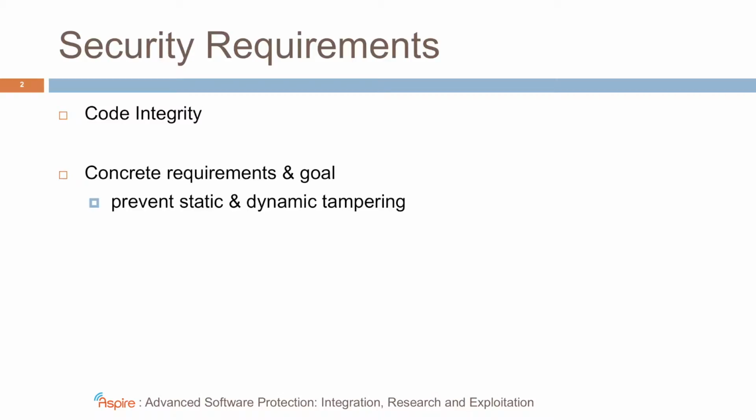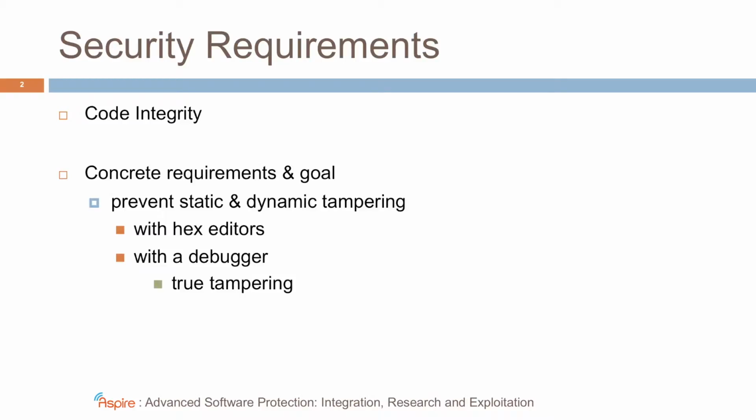Static tampering, for example, includes attackers that use binary editors to tamper with the code in a static binary or library. Dynamic tampering, for example, can happen with a debugger. We want to prevent people from changing the code while it is being executed with a debugger. In this way, we prevent true tampering, but there are also other uses of debuggers that we can prevent here. For example, software breakpoints. If debuggers use that, behind the hood, they replace instructions by breakpoint instructions, and so we also want to detect those changes.